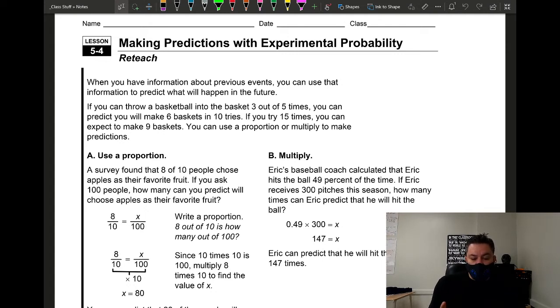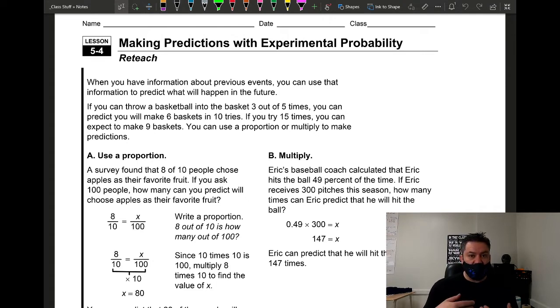Now, the process is going to be the same, but the difference is that in theory, everything is picture perfect. So whatever happens on writing, on your math, that's what's going to happen. On experimental, on the other hand, this is different because you're actually performing the experiment. Just like in a science class, you do theory before you actually set up to do the experiment. So this is the same thing right now. So without further ado, it says, when you have information about previous events, you can use that information to predict what will happen in the future.